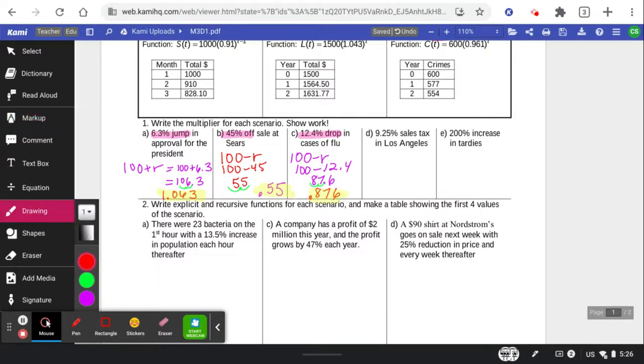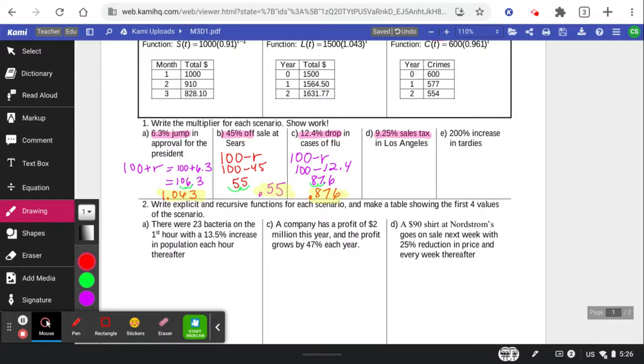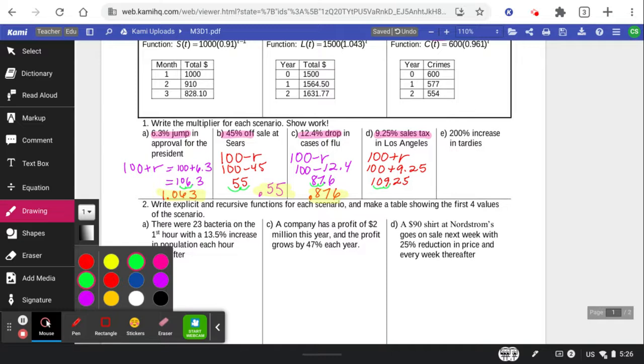Okay, next is a 9.25 sales tax in Los Angeles. This is money that's being charged to us when we make a purchase. This is definitely going to increase the price of something. So we take our 100 plus that rate. We get 109.25. We convert it to a decimal by moving the decimal twice. 1.0925 multiplier.